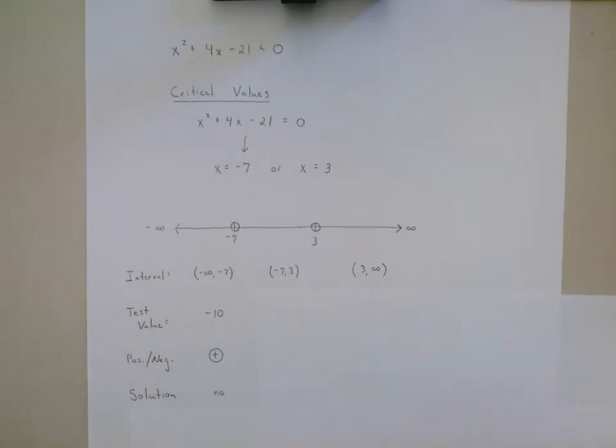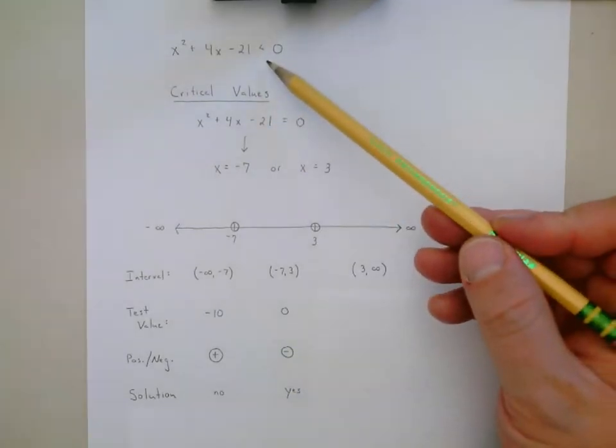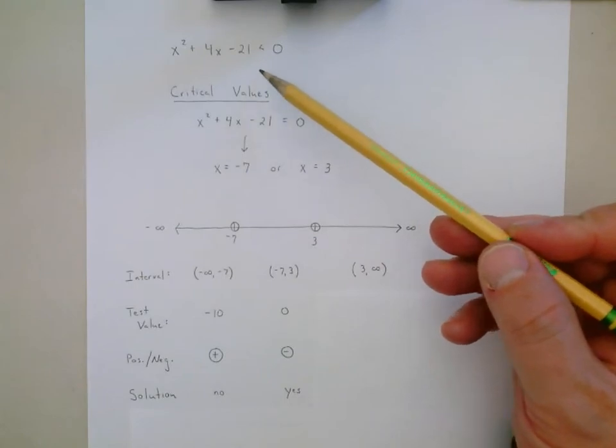Now let's explore our next interval. Our next interval is from -7 to +3. An easy test value between -7 and +3 is 0. When I substitute 0 into my original polynomial, the output is -21. -21 is obviously a negative number, and therefore is a solution to our inequality, which said that the polynomial had to be less than 0.